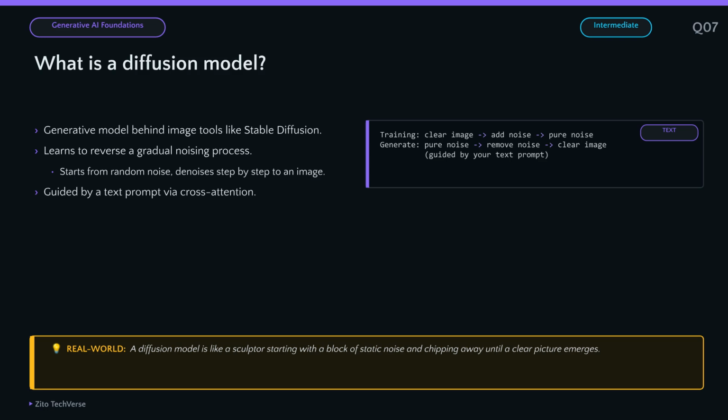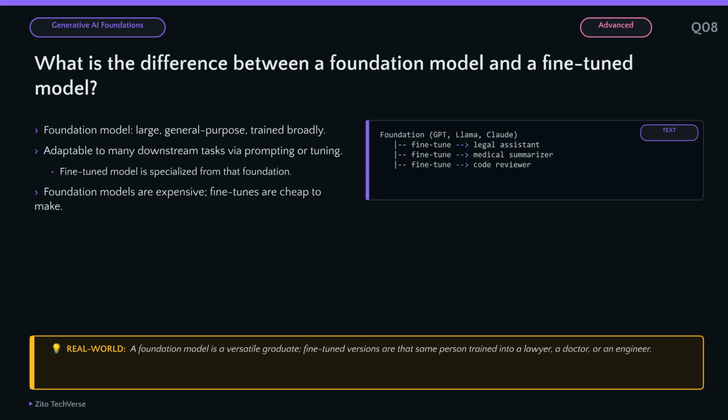Question 7. What is a diffusion model? This is the generative technique used for image tools like Stable Diffusion. It works by learning to reverse a gradual noising process, transforming random static into coherent images based on a text prompt.